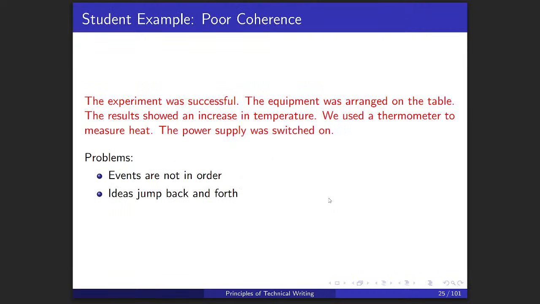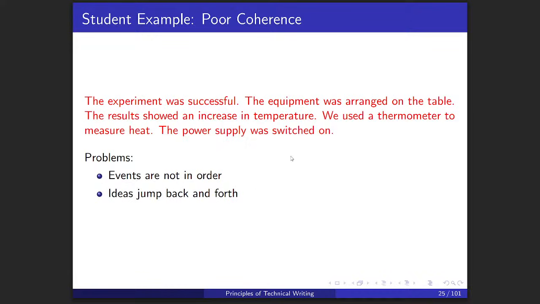Now, if you see here, what does poor coherence mean? "The experiment was successful." Directly I've gone to the conclusion. "The equipment was arranged on the table." "The result showed an increase in temperature." "We used a thermometer to measure heat." "The power supply was switched on." So in this example, events are not in order. Ideas jump back and forth. Look here: the experiment was successful.